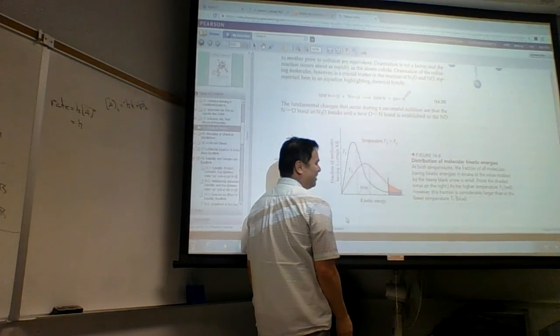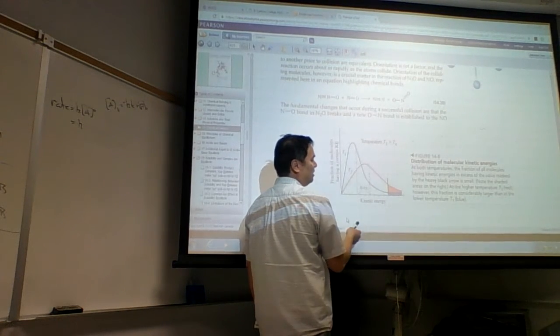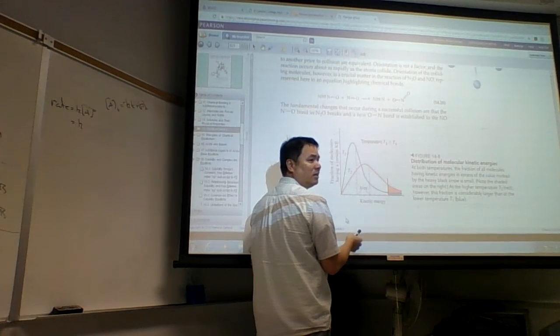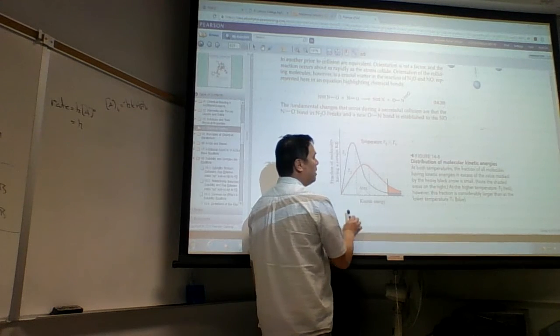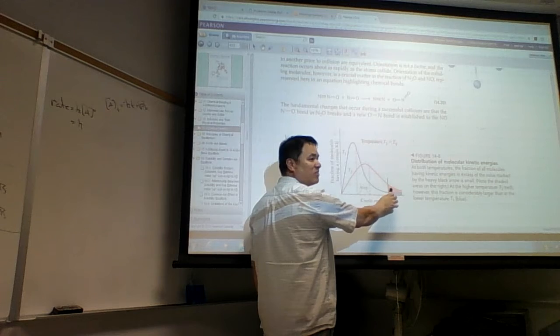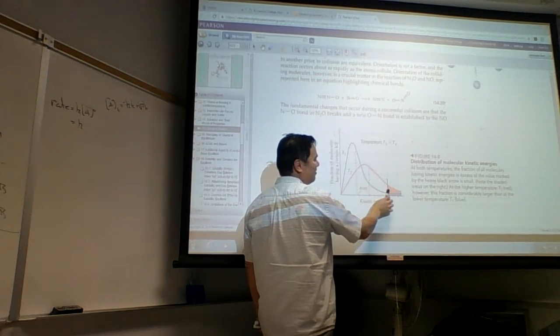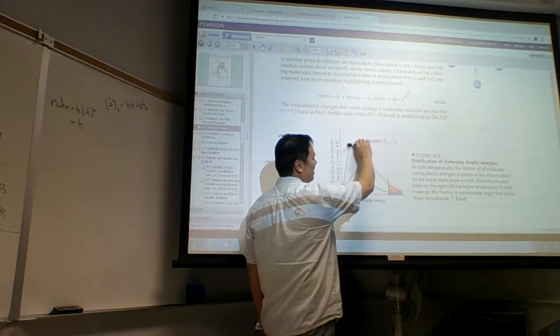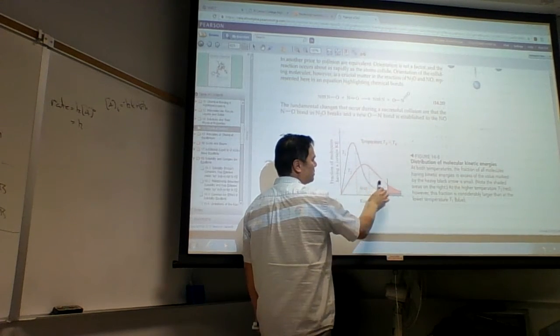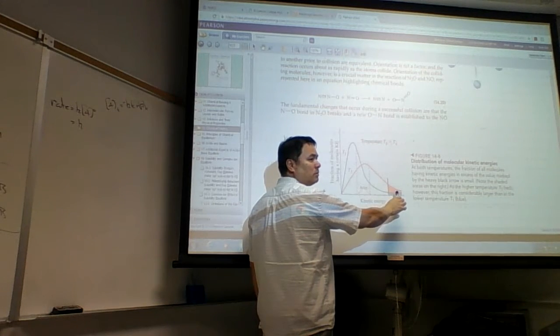But there's another way to increase the population. The other way of increasing the population is via temperature. If we increase the temperature, we can increase the population. So at T2 greater than T1, we see the population increases because we have the same population, so the area under the curve is the same. We just flatten it out some and increase the higher energy population.